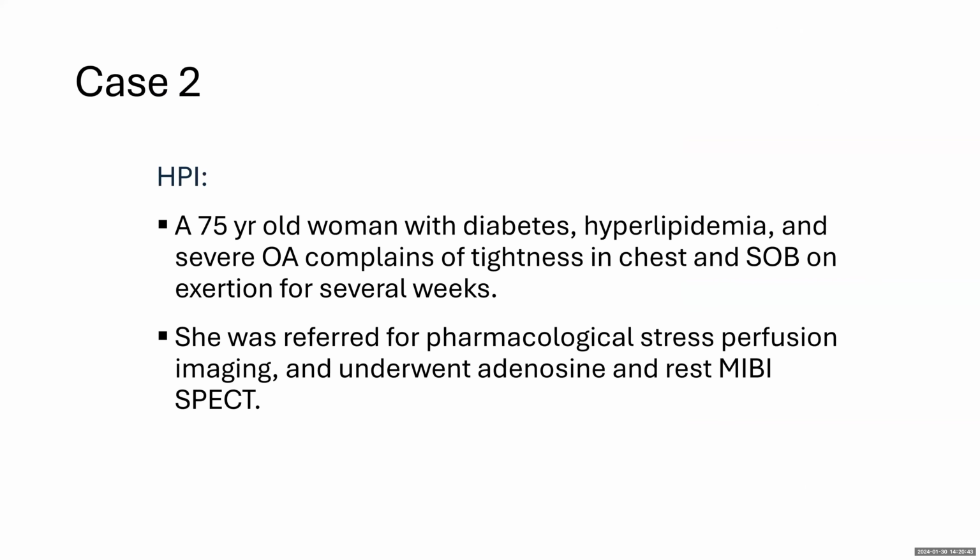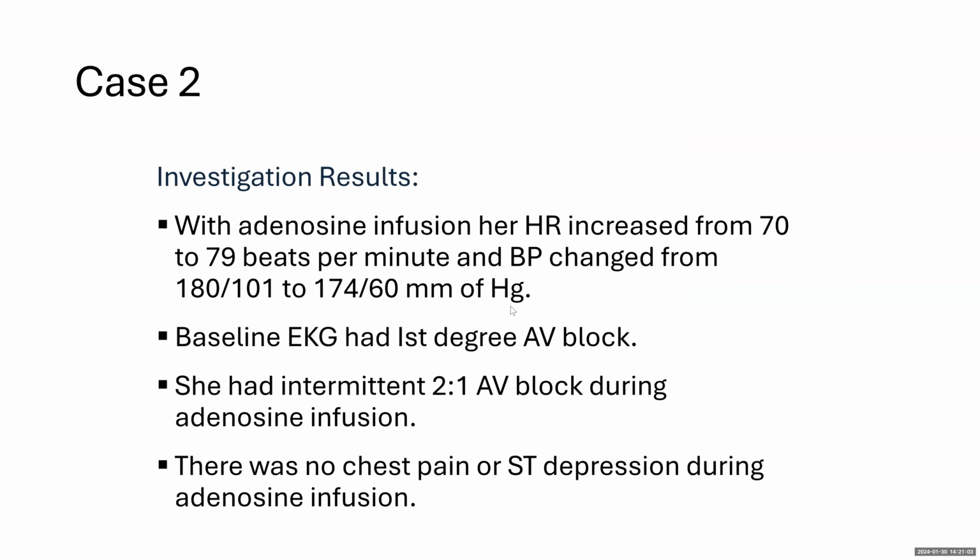The second case is a 75-year-old woman who is known for diabetes, hyperlipidemia, and severe osteoarthritis, with complaints of tightness in chest and shortness of breath on exertion for several weeks. She was referred for pharmacological stress perfusion imaging and underwent adenosine and rest MPI SPECT. With adenosine infusion, heart rate increased from 70 to 79.